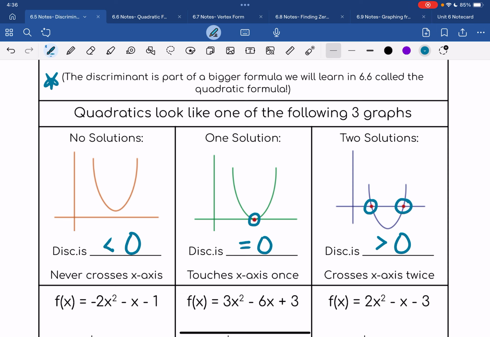So if our discriminant is negative, we have no solutions. If our discriminant is positive, we have 2 solutions. And if our discriminant is 0, we have 1 solution. Okay, so today we are just plugging things into a formula. So we'll just do that b squared minus 4ac, and we will go from there.